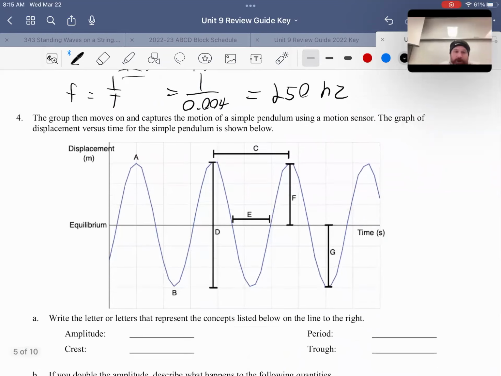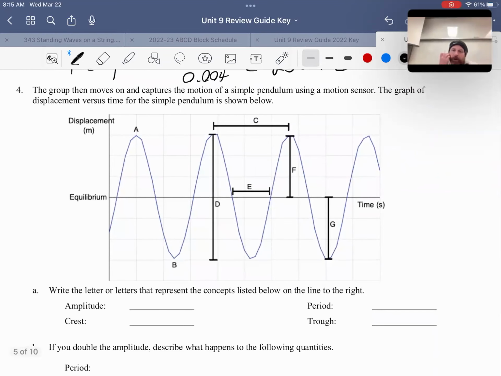All right. Question 4 has us interpret a wave and the different things on it. So where's the amplitude? Well, amplitude is the displacement from equilibrium. So here's equilibrium. That distance, F, is the amplitude, but so is G. So we have F and G. You can go up or down. They're both the amplitude. It's not D. D is definitely not the amplitude. That's the total. That'd be twice the amplitude.